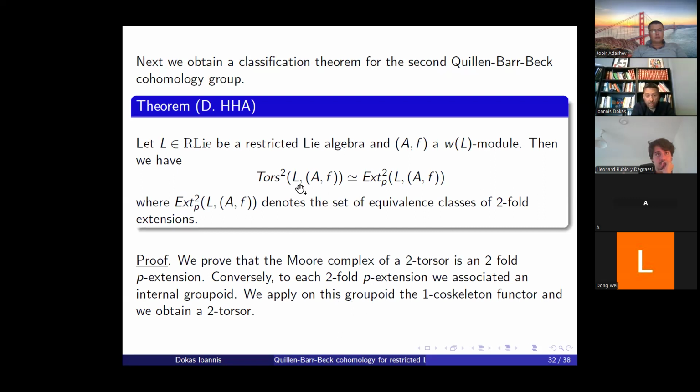We start with, let's say, a two torsor. We consider the Moore complex of these two torsors, and we prove actually that this is a twofold extension like this one, which we have just defined.